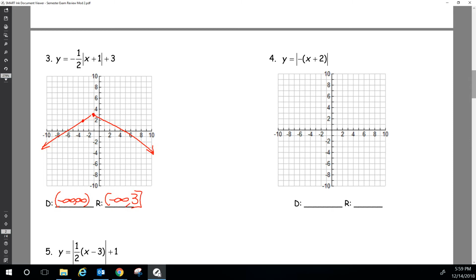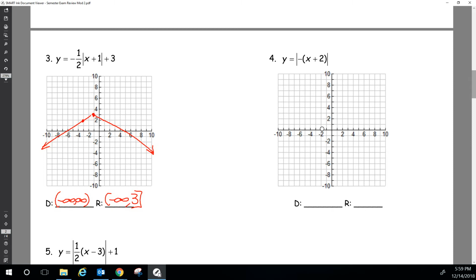All right, this one's a little harder. This one is the absolute value of negative x plus 2. Well, that plus 2 is actually going to shift us to the left 2. So we're going to start here. And then this is a flip across the y-axis.